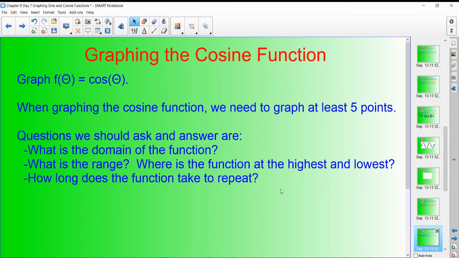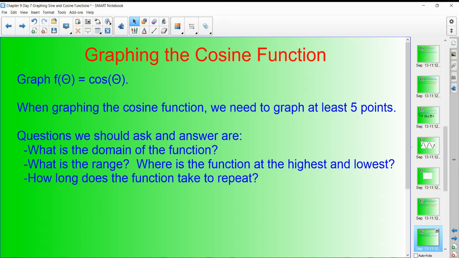So we've got to think about it. We're going to graph cosine the same way as we graphed sine. What angles can we put in? We can put all of them in. The range, okay, is still -1 to 1. It's just in different spots.